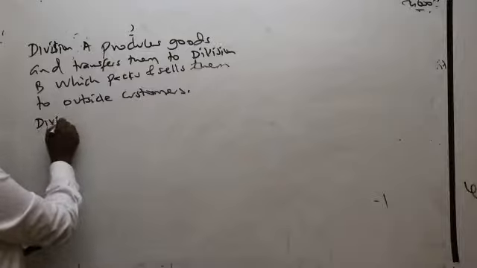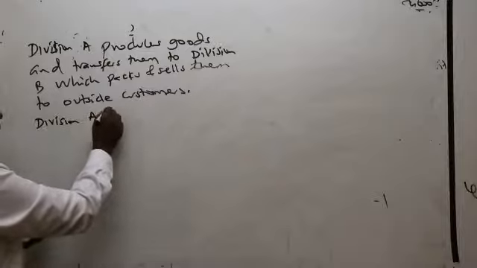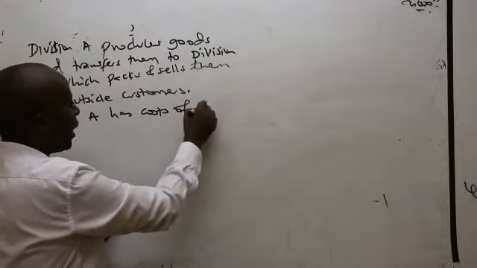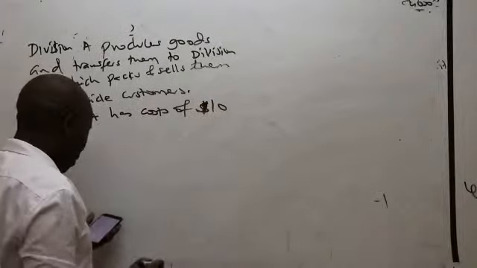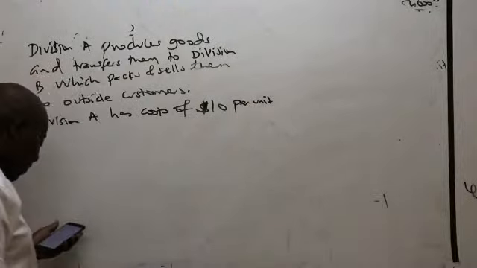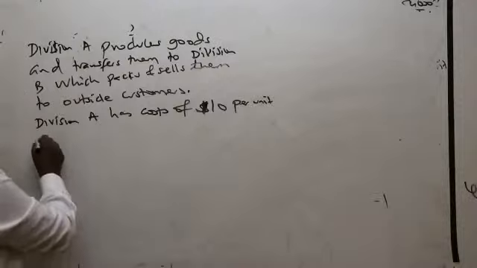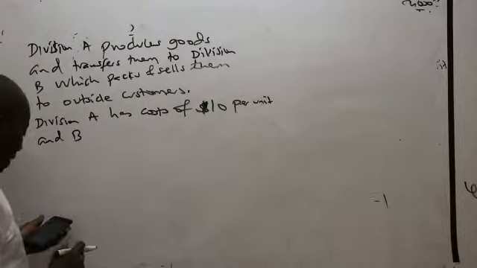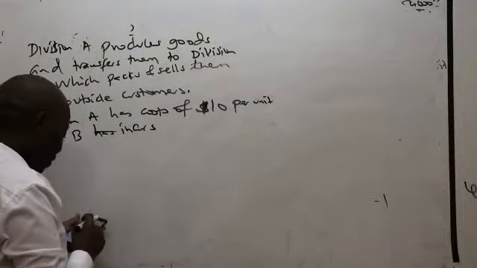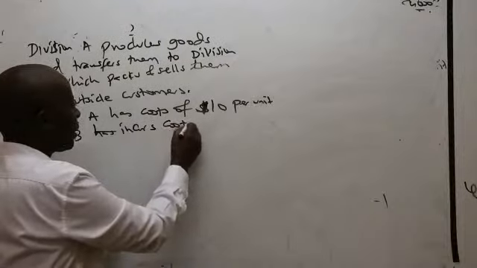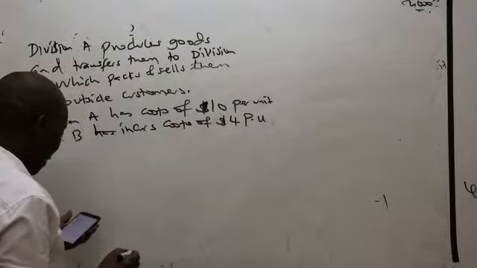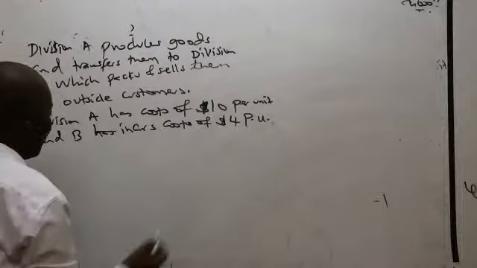Division A has costs of, let's use dollars to minimize the figures, $10 per unit. And Division B incurs costs of $4 per unit.